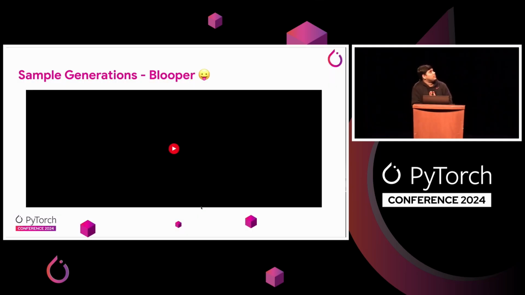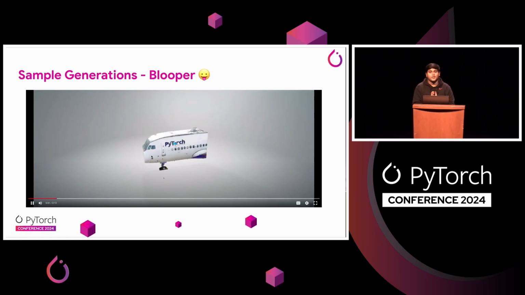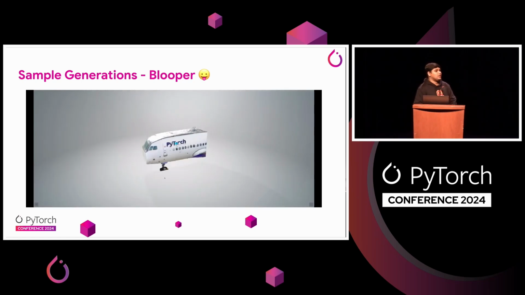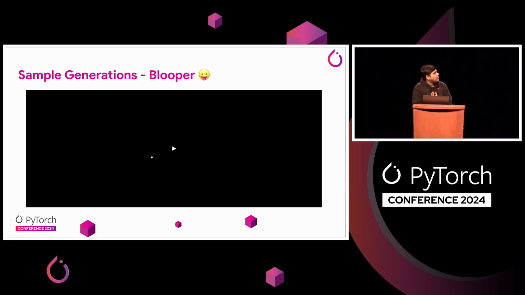And there are some bloopers as well. We didn't get everything right. It's not great, it can't handle everything. So we tried the prompt of an aircraft with the name PyTorch Airlines on top of it, and well, that's what you see up there.